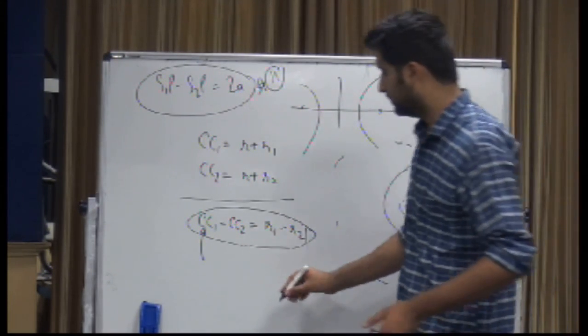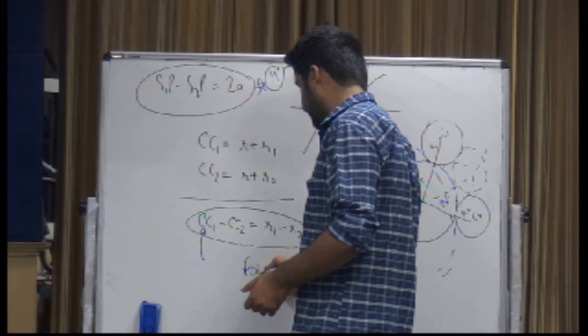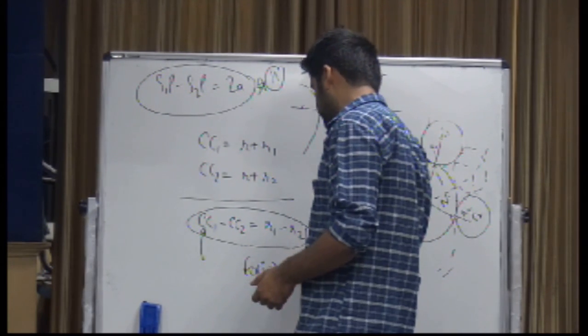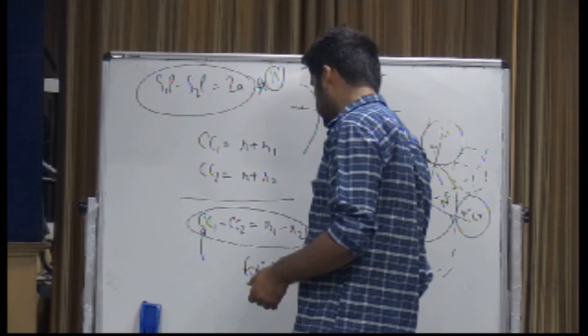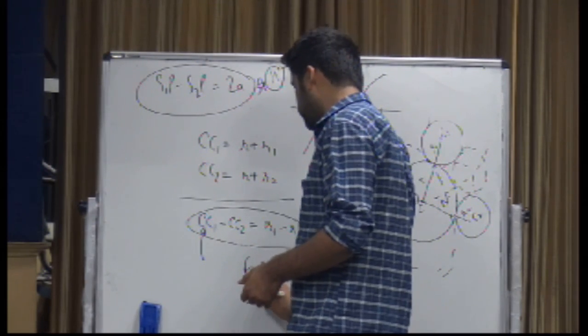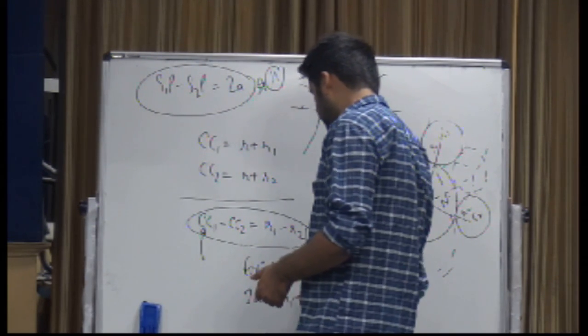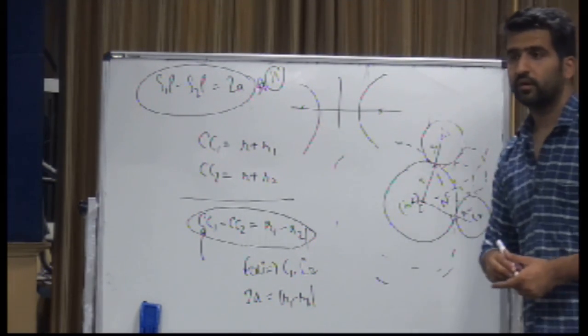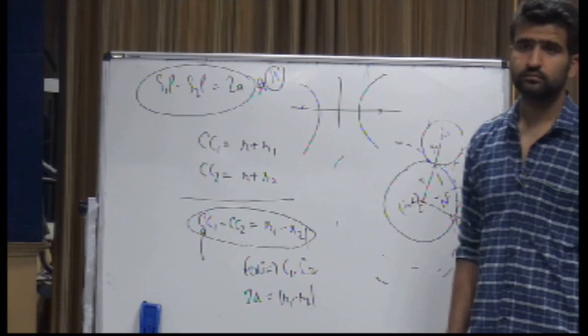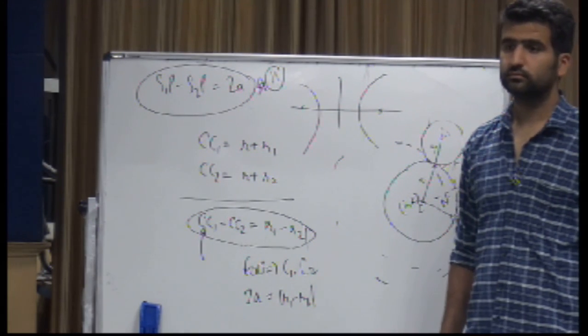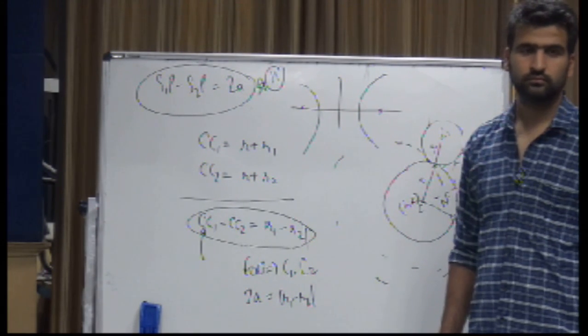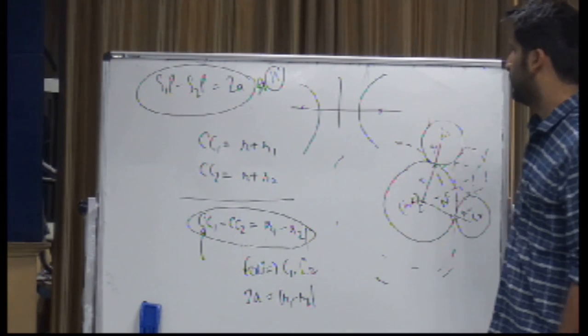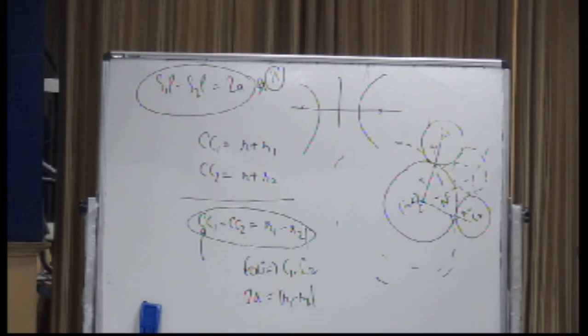So write this down. So here we'll have the foci C1 and C2, and the value of 2a will be equal to R1 minus R2. Okay. Anybody having doubts? Okay.